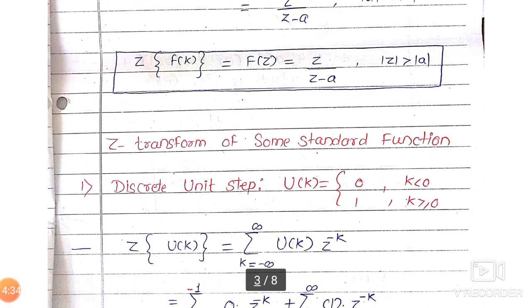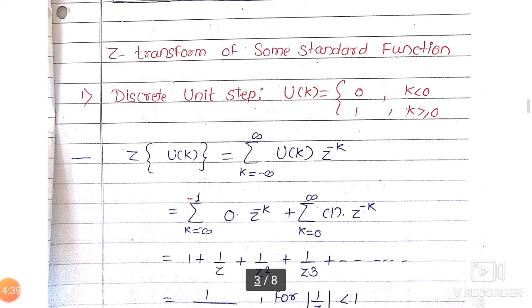Let's see the z transform of some standard functions. So next is what? Next standard function is discrete unit step function. So here discrete unit step function u of k is given, that is u of k is equal to 0, k less than 0, u of k is equal to 1, k greater than equal to 0. Now here we want to find the z transform of unit step function. So let's take the z transform of u of k.